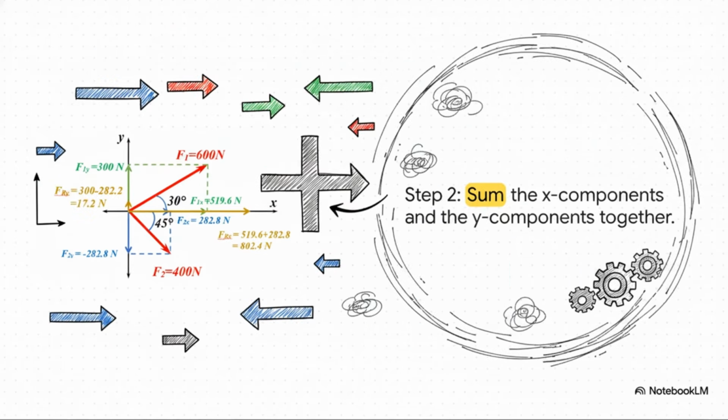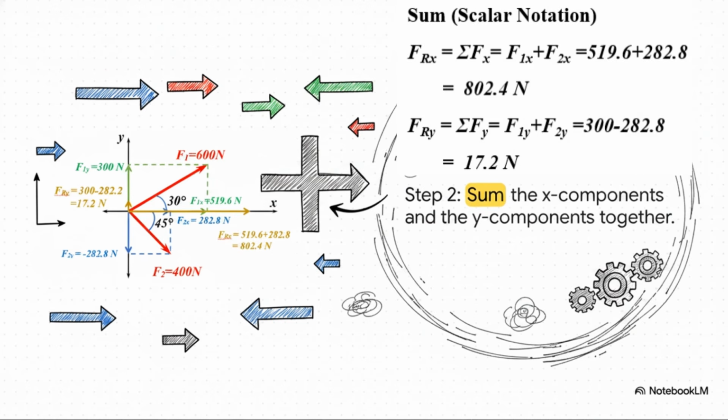Now we're on to step 2, sum. And trust me, this is the easy part. We just add our x's together and we add our y's together. So the total force in the x direction is 519.6 plus 282.8, which gives us 802.4 newtons. And the total in the y direction is 300 minus 282.8, which is a tiny 17.2 newtons.